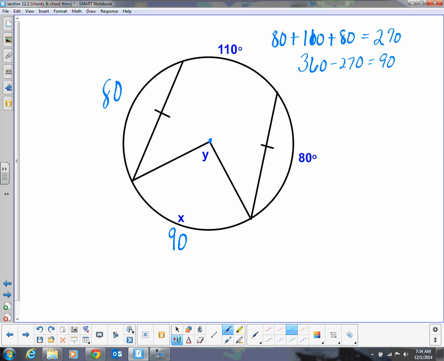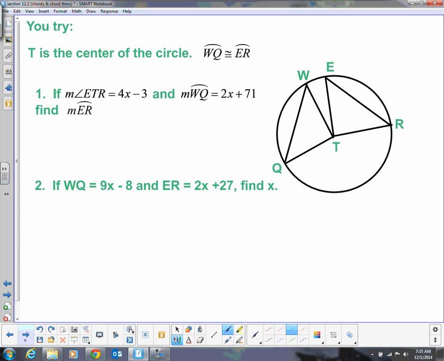This is the center of the circle. What's y? 90, because if you have an angle whose vertex is on the center, it's a central angle, and the central angle is equal to the arc. So here's another way that these congruent chords, congruent arc picture can come into play. All right, you've got two problems that I want you to do right now.